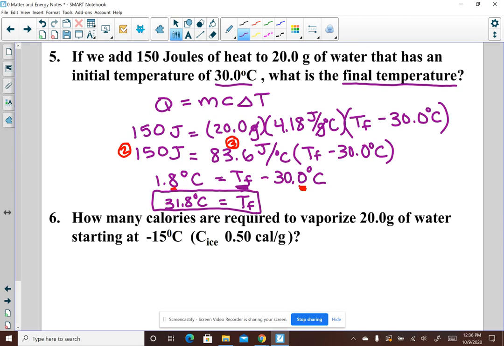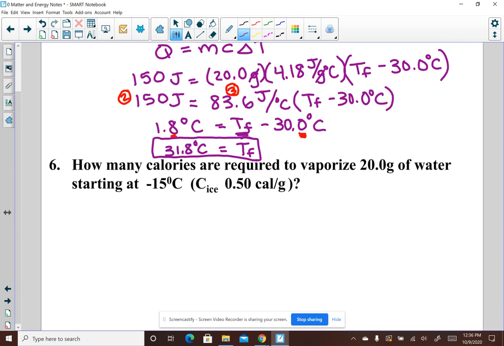Okay. All right, guys, last question. This is what separates honors from regents, this type of question. And I will tell you why. So first of all, I see that the question is asking me for calories.